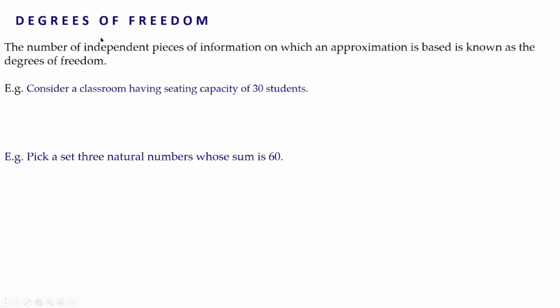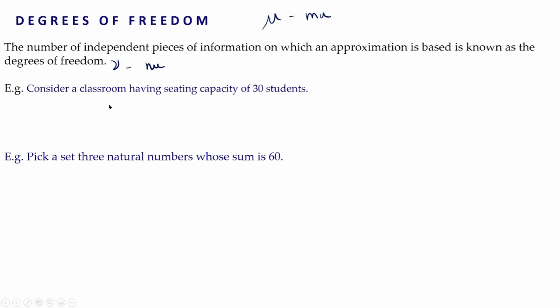Now moving on to the next topic, degrees of freedom. It is the number of independent pieces of information on which an approximation is based. So the number of independent pieces of information which are available and about which an approximation is done is called degrees of freedom, and it is denoted by nu. This is nu. We have the population mean given by mu; this is mu, whereas this is nu. So the degrees of freedom is denoted by this symbol nu. Now what is this degrees of freedom? Let us understand with examples.